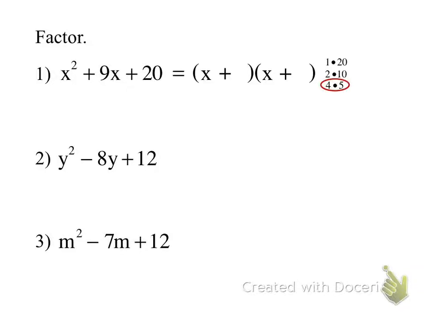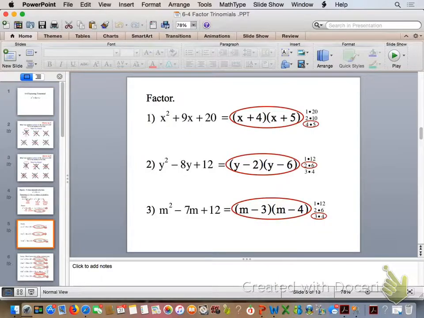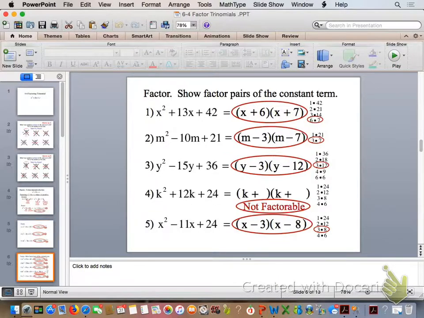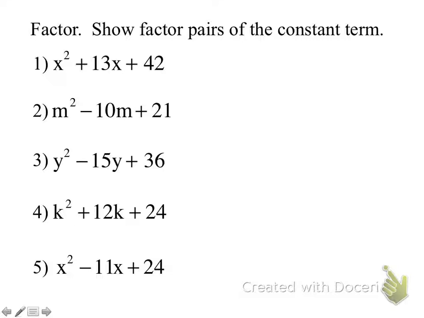We have a bunch more to do. Okay, let's try. Pause the recording and do the next 5. We're going to check our work. So for number 1, go, Sophia. For number 1, I got x plus 7, x plus 6. Good. Perfect.